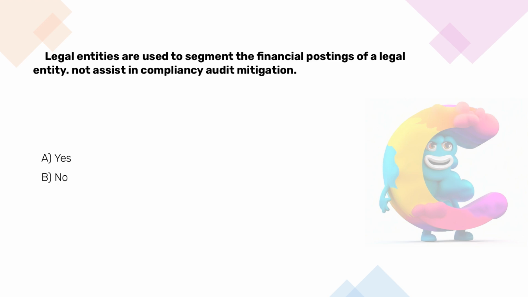Legal entities are used to segment the financial postings of a legal entity, not assist in compliancy audit mitigation. Is it correct? Okay, now pause the video here, have a bit of think and then continue when you are ready. No, while legal entities do segment financial postings, they also play a role in compliance and audit mitigation by ensuring that financial records are maintained separately for each entity, which helps in meeting regulatory requirements.